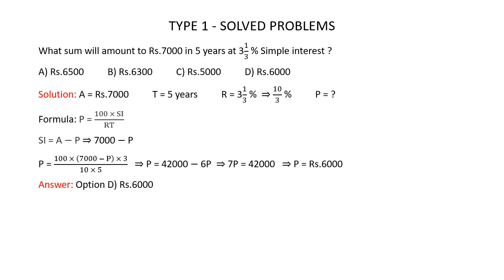So now we have P is equal to 100 multiplied by (7,000 minus P) divided by (10/3 multiplied by 5). On solving this, we get P is equal to rupees 6,000. That is, principal is rupees 6,000. The correct answer is option D, rupees 6,000.